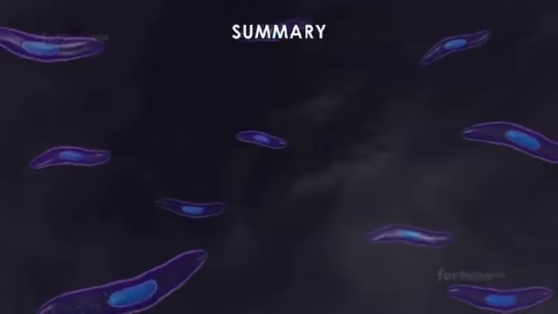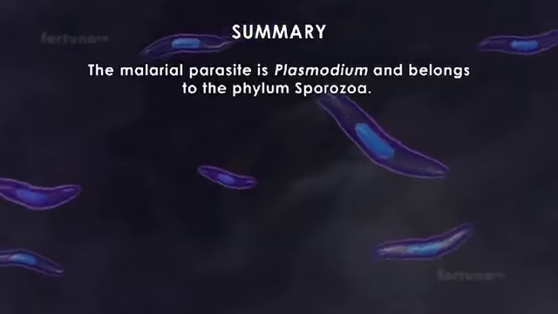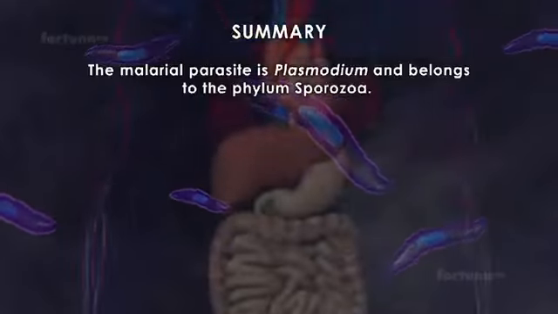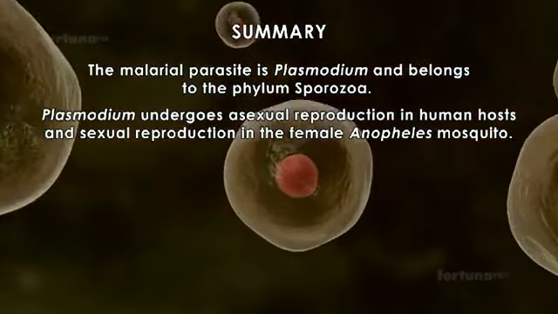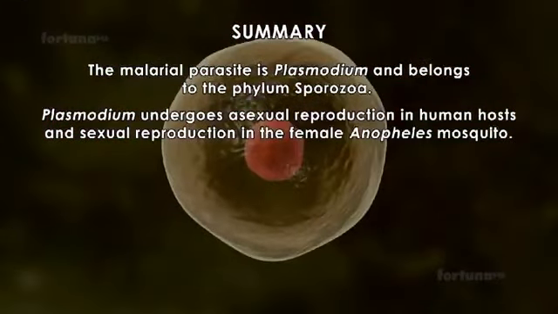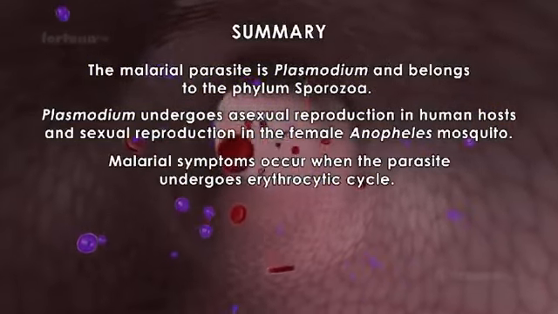Summary: the malarial parasite is Plasmodium and belongs to the phylum Sporozoa. Plasmodium undergoes asexual reproduction in human hosts and sexual reproduction in the female Anopheles mosquito. Malarial symptoms occur when the parasite undergoes erythrocytic cycle.